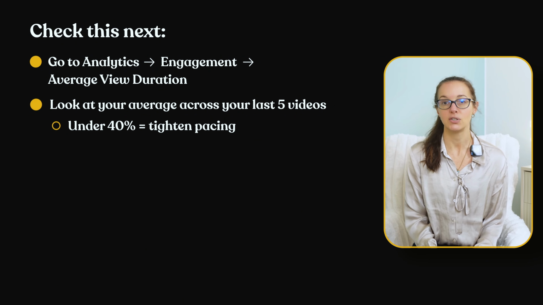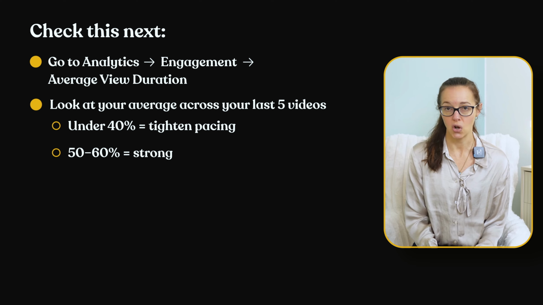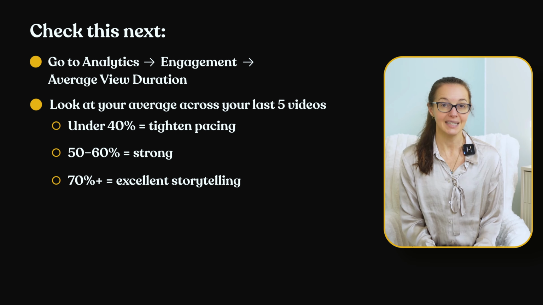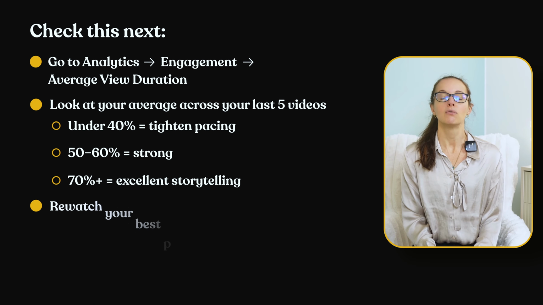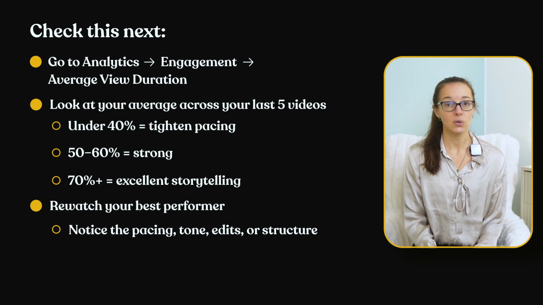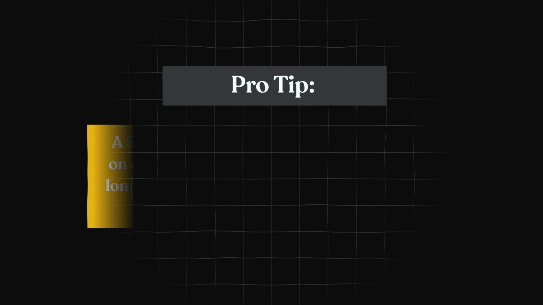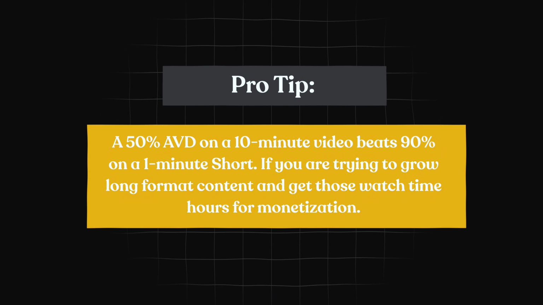Under 40% means you need to tighten your pacing. 50 to 60% AVD equals strong. 70% plus means excellent storytelling. So rewatch your best performer. Notice the pacing, the tone, edits, or structure, and focus on percentage watched, not length. Here's a pro tip for you. A 50% AVD on a 10-minute video beats 90% on a 1-minute short.